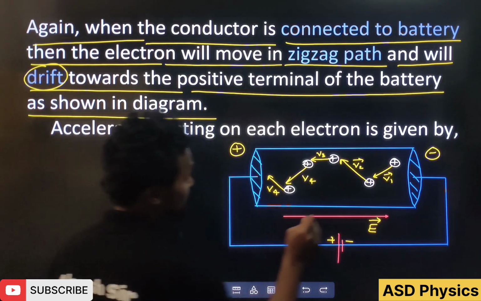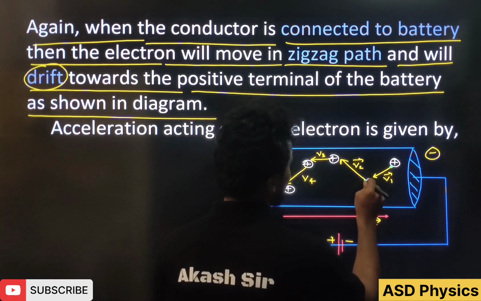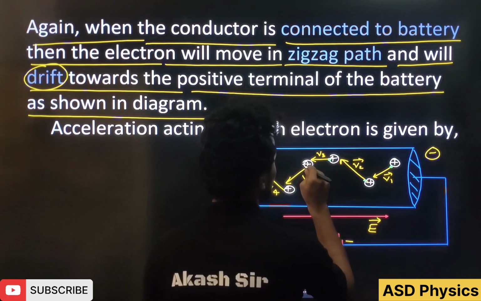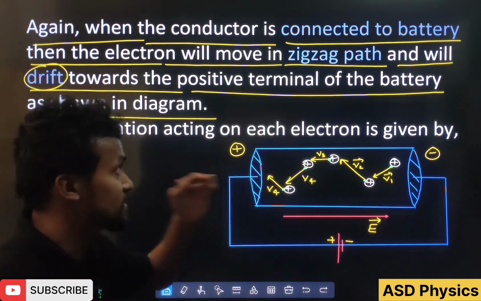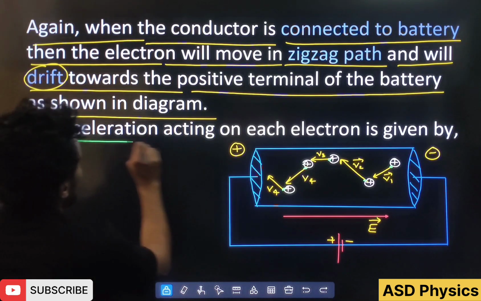Okay, and here I will just represent the electrons, so that you should not get confused. Here electrons are there. Okay, great. So remember that. Which path? Zigzag path.